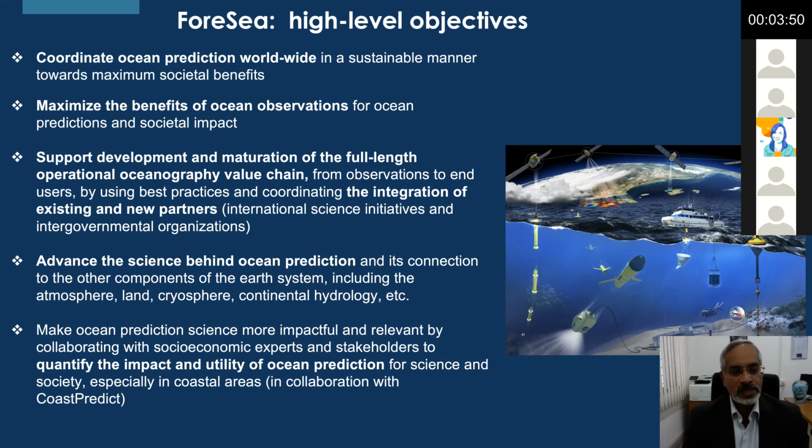Finally, make ocean prediction science more impactful and relevant by collaborating with the socio-economic experts and stakeholders to quantify the impact and utility of ocean prediction for science and society, especially in coastal areas, particularly in collaboration with CoastPredict, which is another UN decade program.